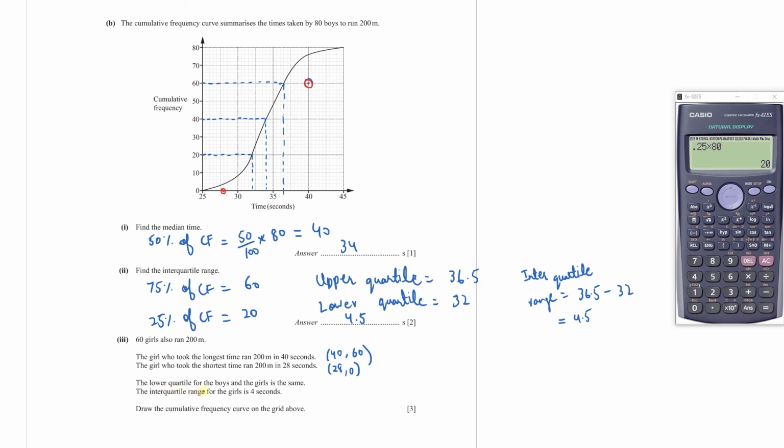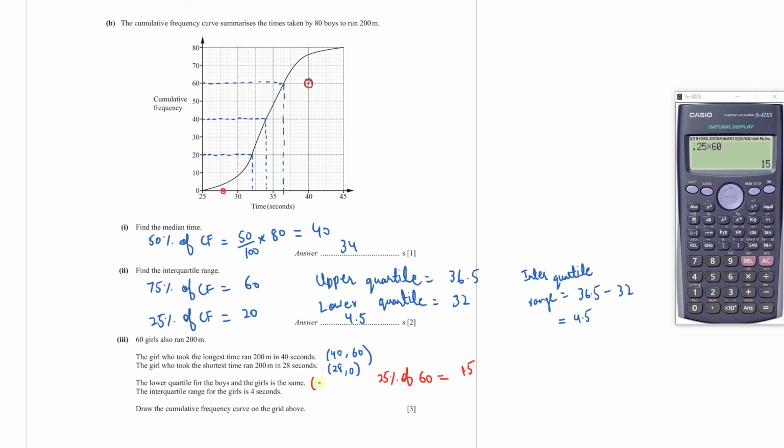The lower quartile for the boys and the girls is the same. The lower quartile that we calculated was 32. So let's first calculate 25% of the cumulative frequency total. The cumulative frequency here is 60. So 25% of 60 will be 0.25 times 60, which is 15.